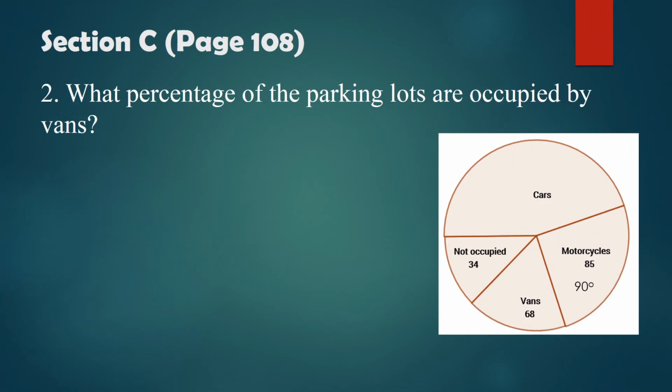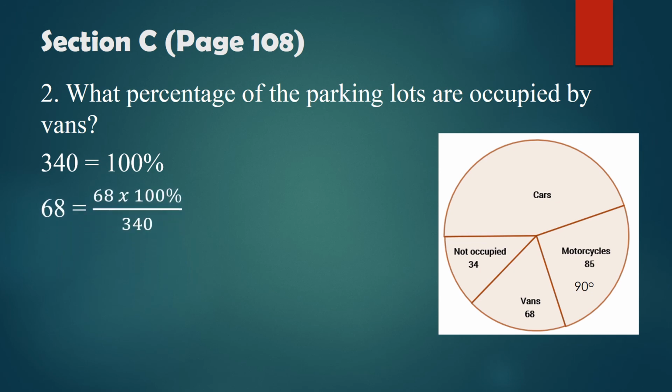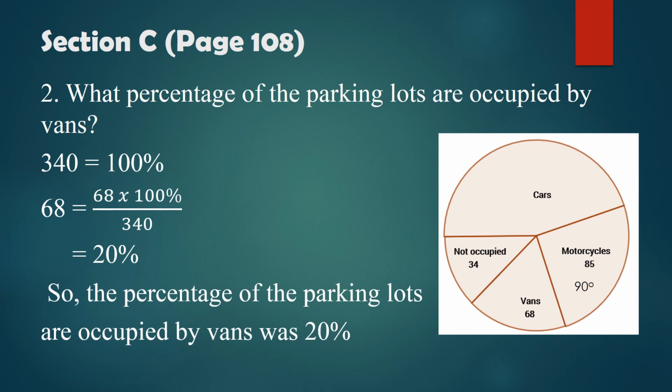Now let's move on to the second question of our exercise. The question is, what percentage of the parking lot is occupied by vans? As you know, the parking lots altogether are 340, and it refers to 100%. So if you want to find the percentage of the parking lot occupied by vans, you just take 68 times 100%, and then you divide by 340, and then you get 20%. So the percentage of the parking lot occupied by vans was 20%.